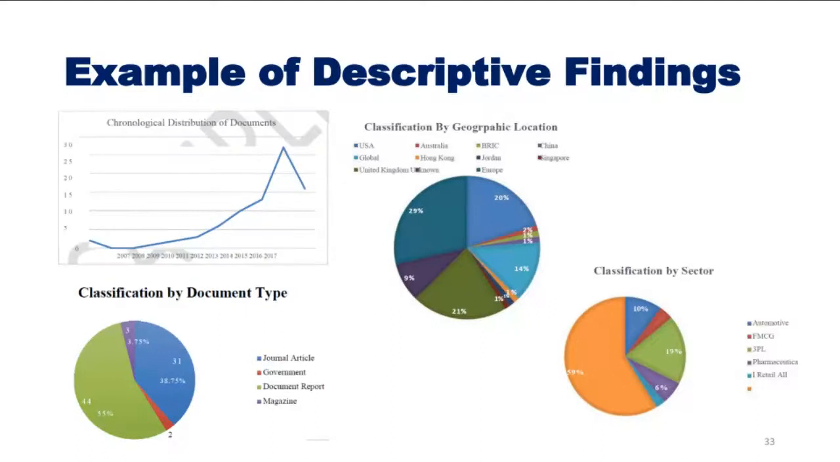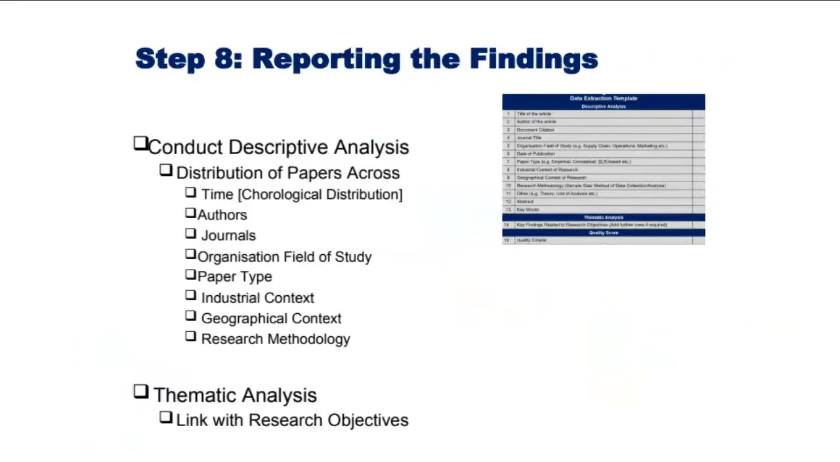chronological, for example, different types of bar charts, graphs and pie charts to show the distribution of the articles that you have, and how the articles are distributed over these different dimensions. As you can see, I've already mentioned these 8 dimensions. These are the dimensions across which you are describing the articles.